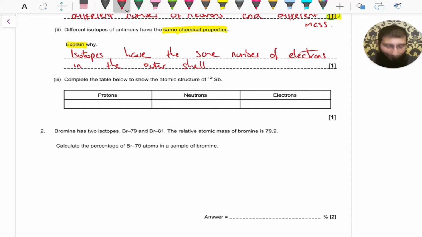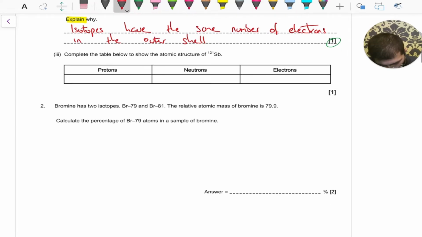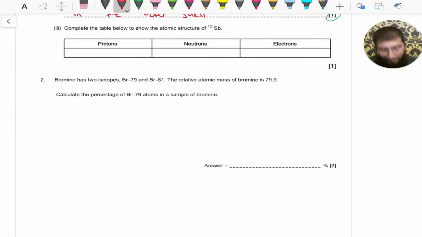That's it. That's all you need. Easy, right? Okay, another mark. So, part 3. Complete the table below to show the atomic structure of antimony-121.